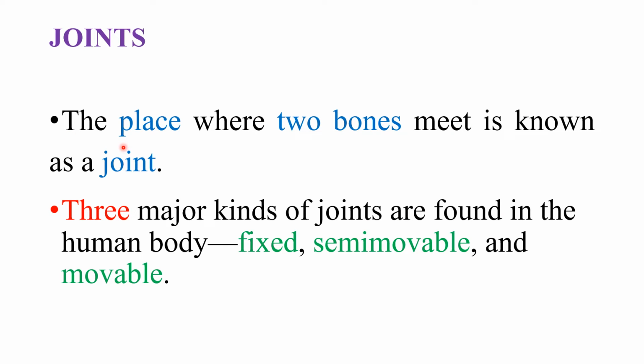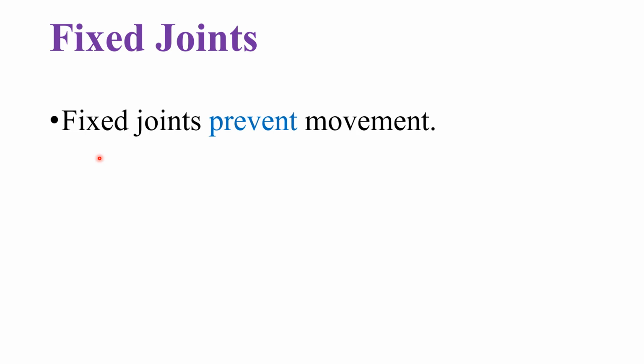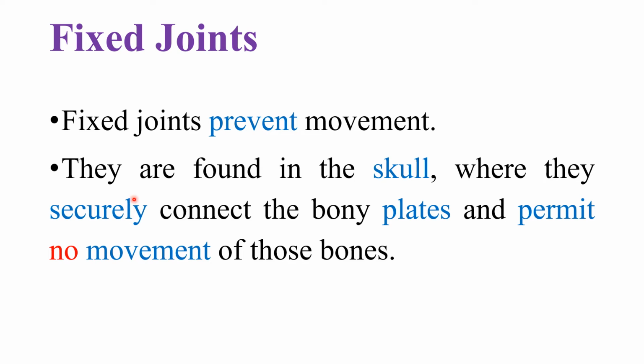Now joints. What is a joint? The place where two bones meet is known as a joint. Three major kinds of joints are found in the human body. We have fixed, we have semi-movable, and we have movable. Fixed joints prevent movement, so there is no movement. They are found in the skull, where they securely connect the bone plates and permit no movement of those bones.